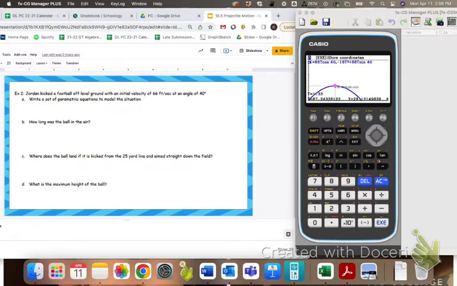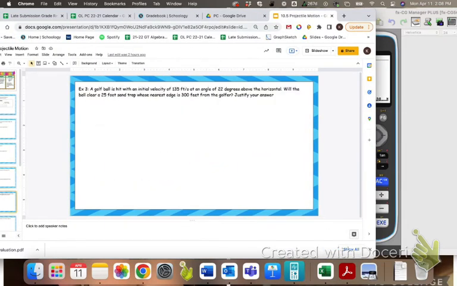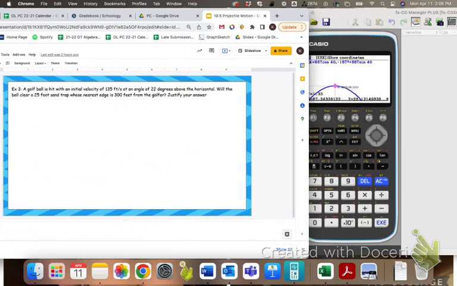So a lot of this is just interpreting what these different things stand for. So just remember, t is going to be your time, x is going to be your horizontal distance, and y is going to be your height. Tracing and scrolling is going to get us pretty close. It's just not going to be the most accurate. And I'll show you guys the most accurate again in the other video. All right, let's try another one.